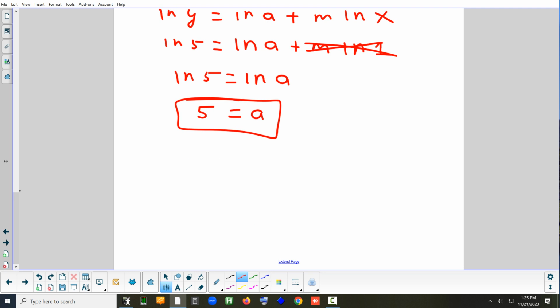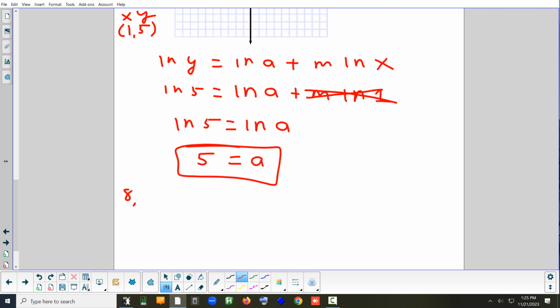Okay, so now take your equation again. Fill in 8, 160 and fill in 5 for A, because now you know A is 5. So we're going to have ln 160 equals the ln of A, which is 5, plus m ln x. We don't know m. That's what we're solving for. But we do know x. X is 8.